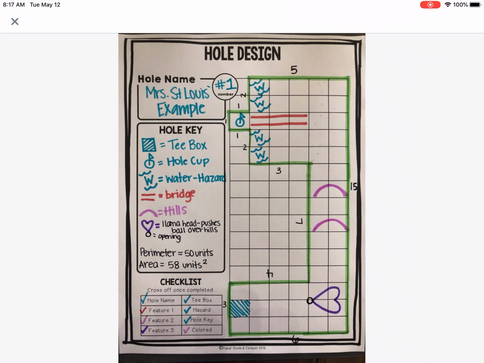Okay, so you need to make sure that your golf course looks neat and organized. It has color to it. I can see in your hole key what everything stands for, and it looks like a golf course. So you are going to be working on these all week. One a day is required. If you're going above and beyond, that is awesome. I cannot wait to see.